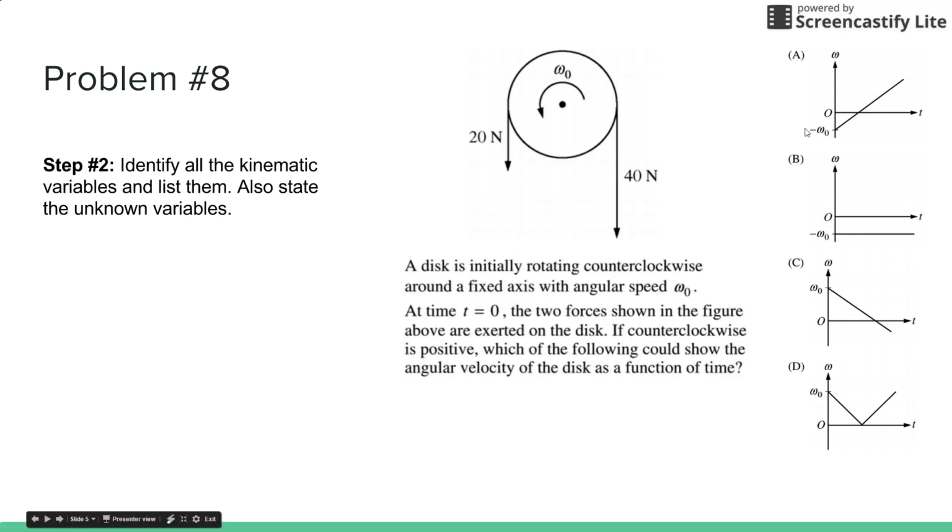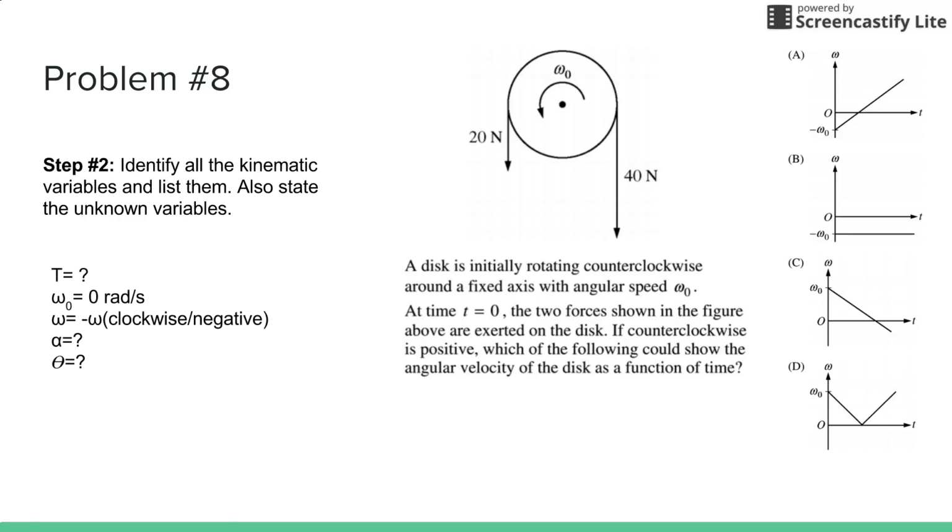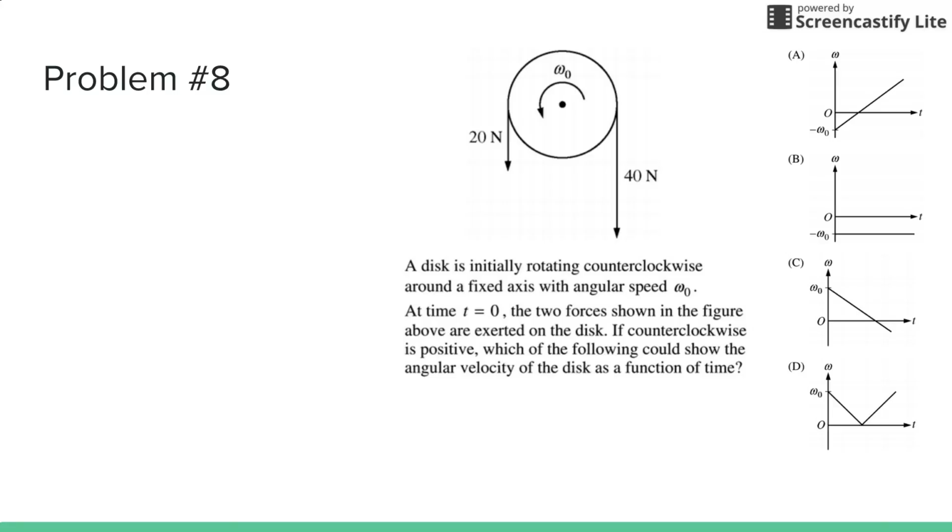Step number 2, identify all the kinematic variables and list them. Also state the unknown variables. Time, we do not know. Initial omega is 0 radians per second. Omega is negative. Alpha is the variable we want to solve for, and angular position we do not know as well.